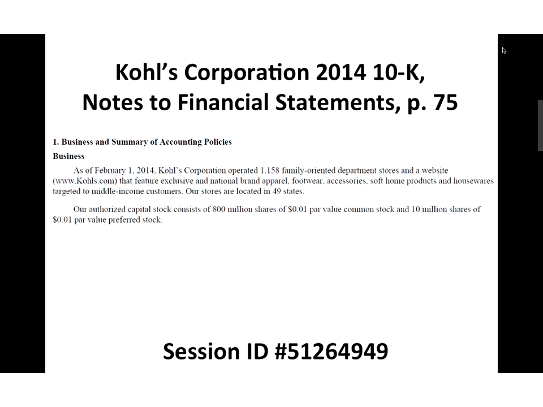And then in the very first note for the whole financial statements, you go to the end of the financial statements, you'll see the notes to the financial statements. The very first note talks about their business. It tells us that Kohl's operated 1,158 department stores and a website, and their stores are located in 49 states. And then it says our authorized capital stock consists of 800 million shares. So Kohl's has 800 million shares authorized.